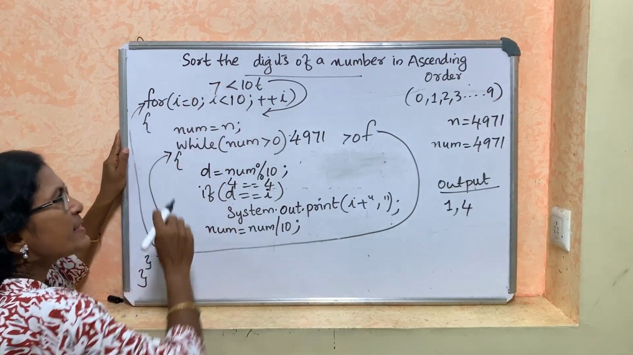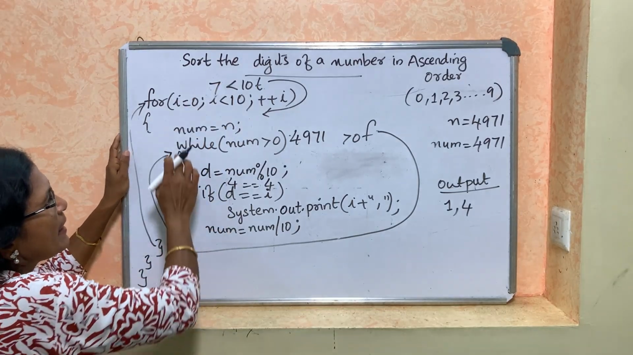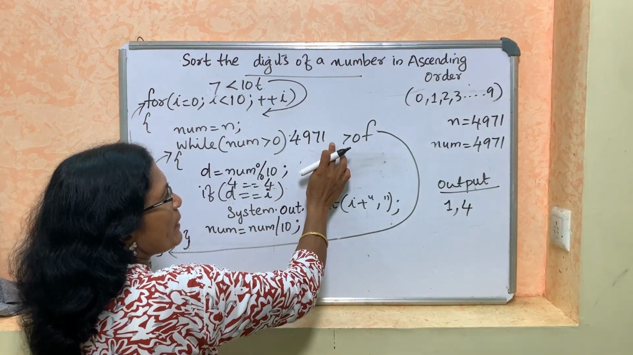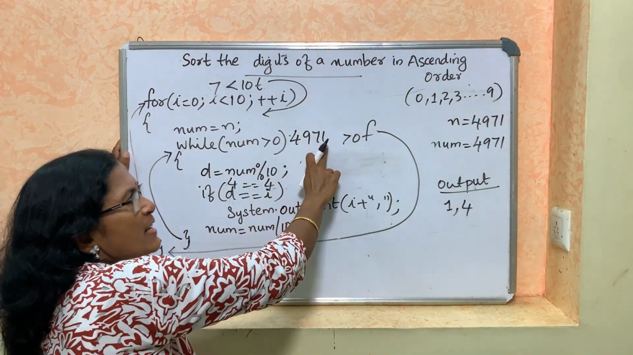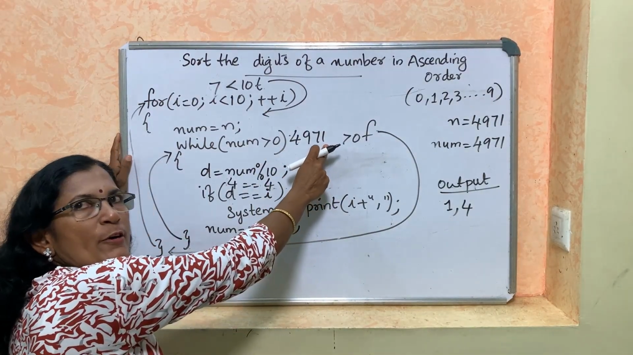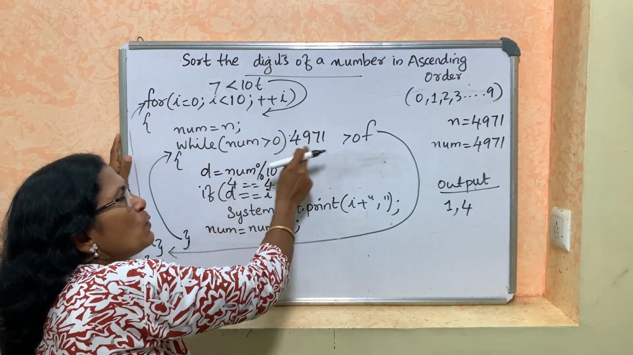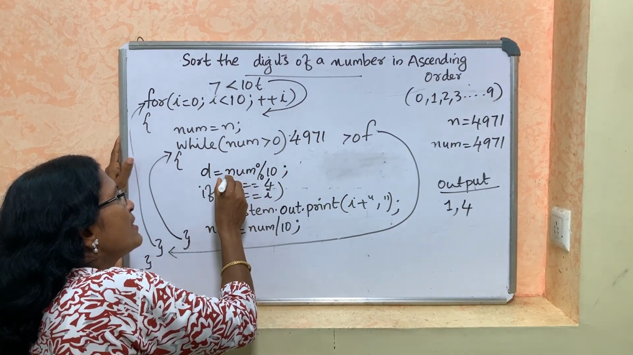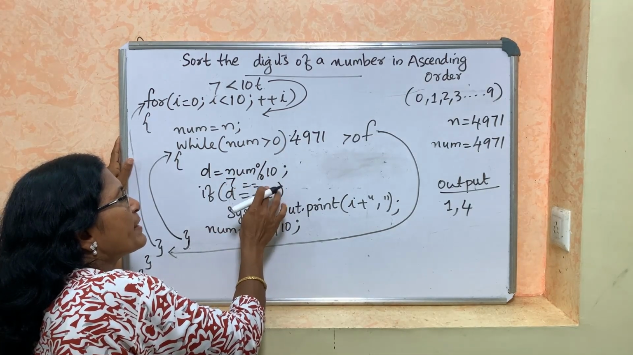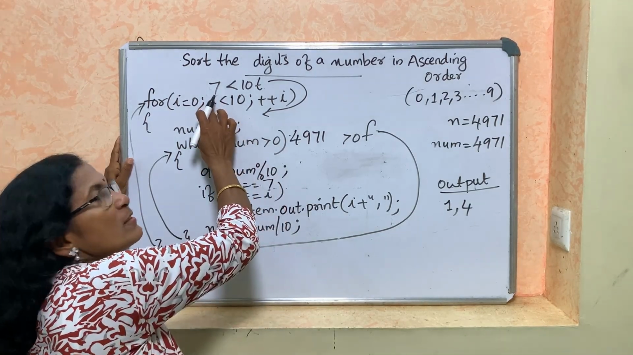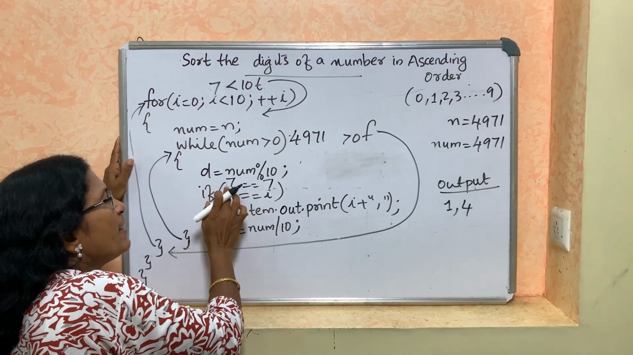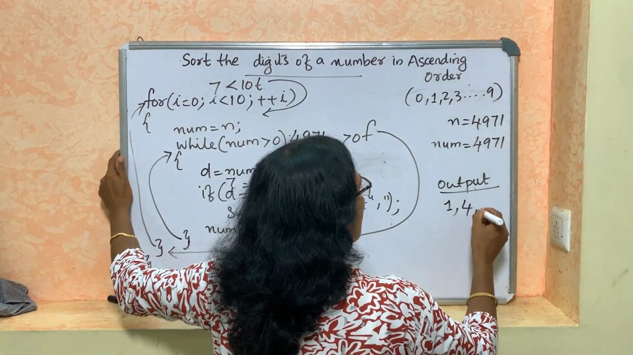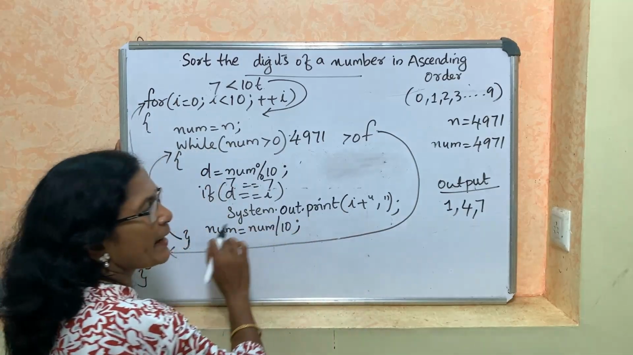When the value of I is 7, again num takes the value 4971. Here, as the last digit extracted is 1, it will not be printed. When while loop goes for the second iteration, the digit extracted is 7. 7 is equal to, the value of I is 7. At this round, the current value of I is equal to 7. 7 equal to 7, the condition satisfies. So, we print the value of the digit or I as 7.